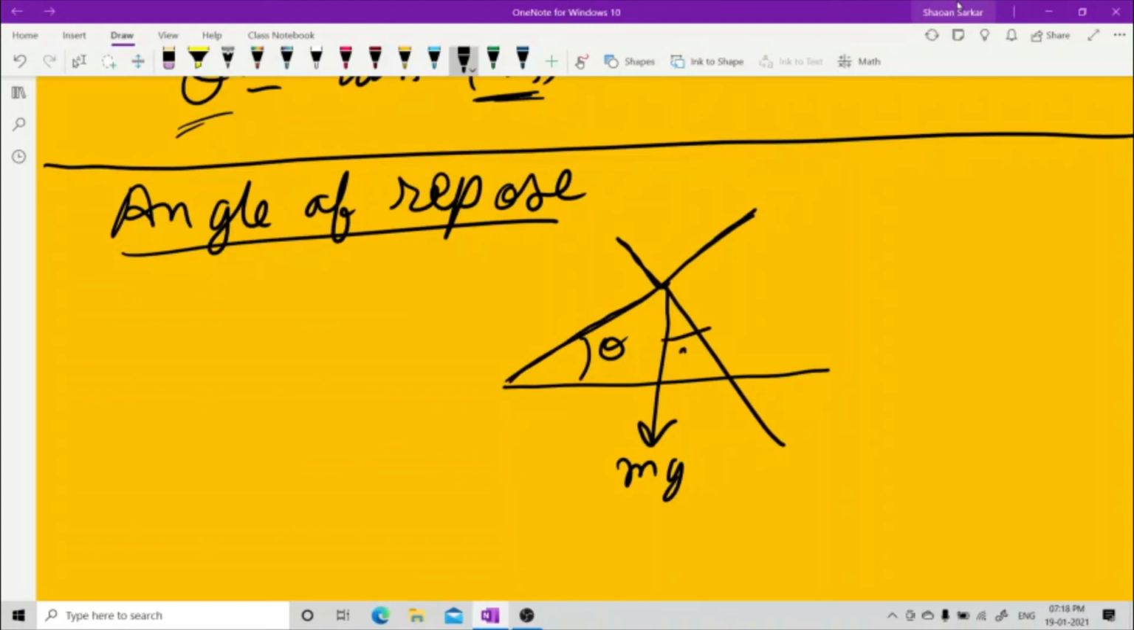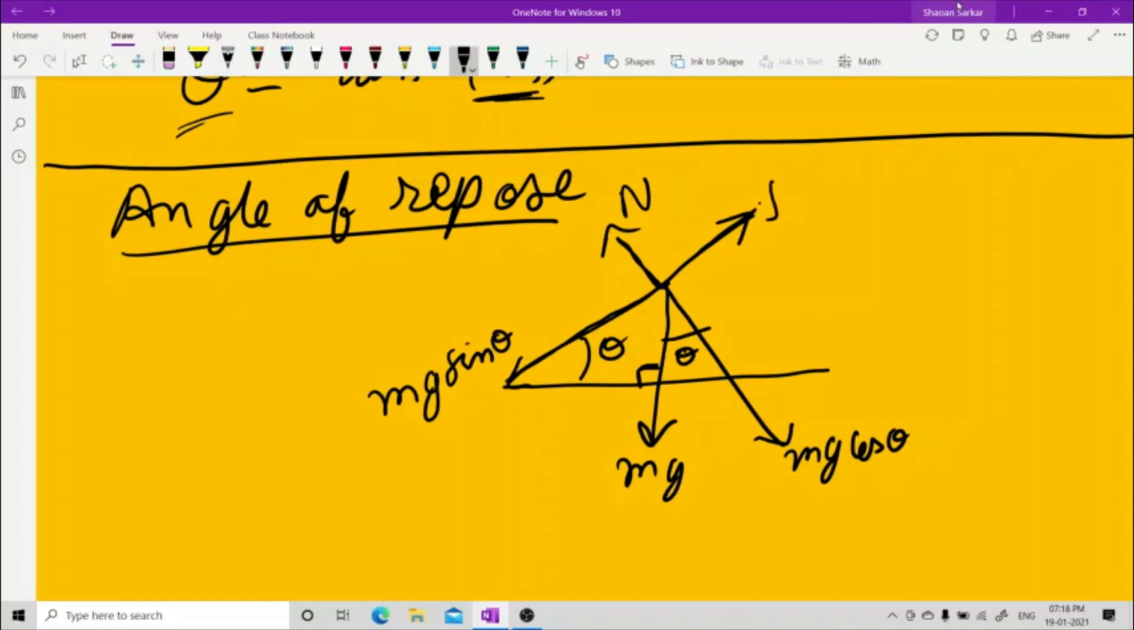Now this is your theta. This is 90, and you know how to find the angles. This is the normal reaction. This is mg cos theta. This is mg sin theta. You now know everything from the previous videos. This is your friction. It is trying to slide down.